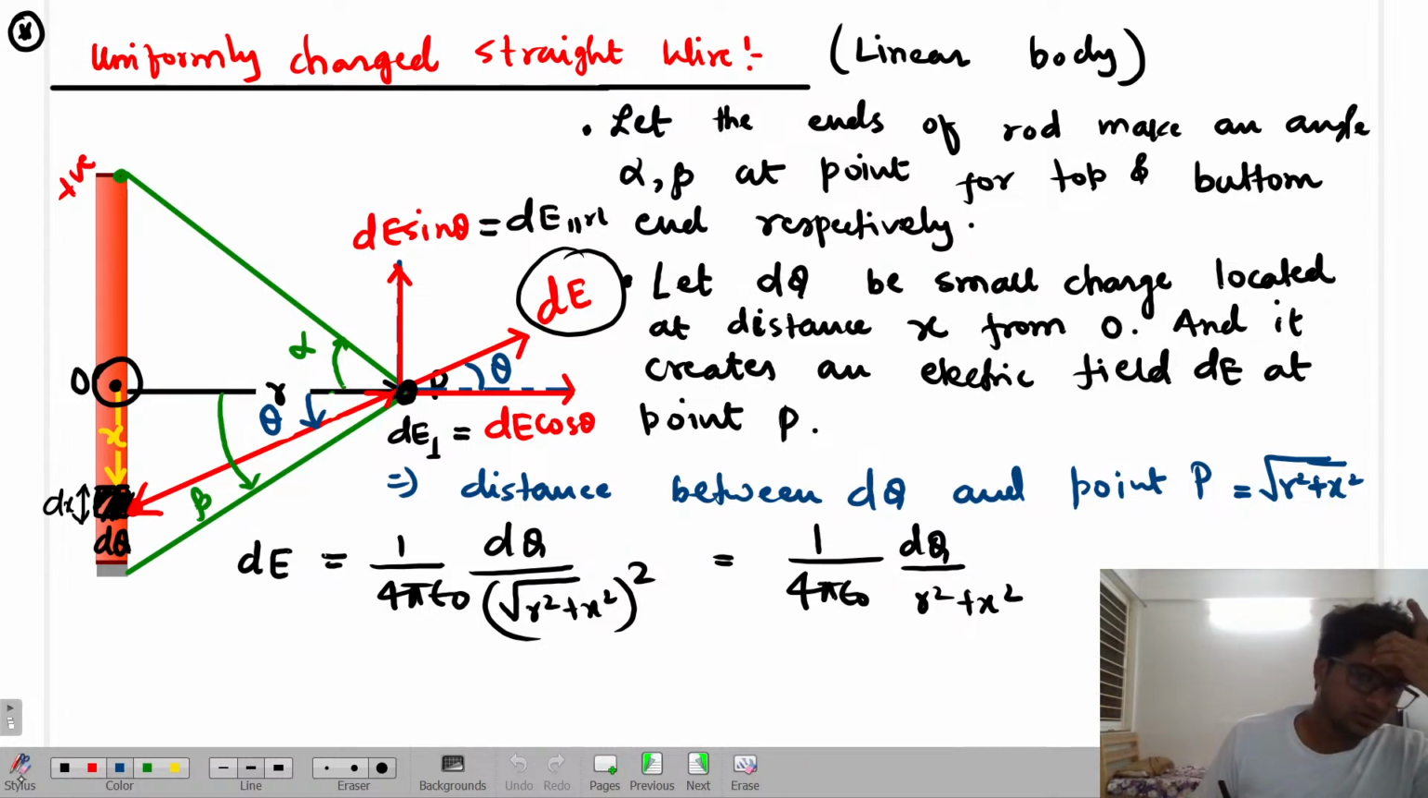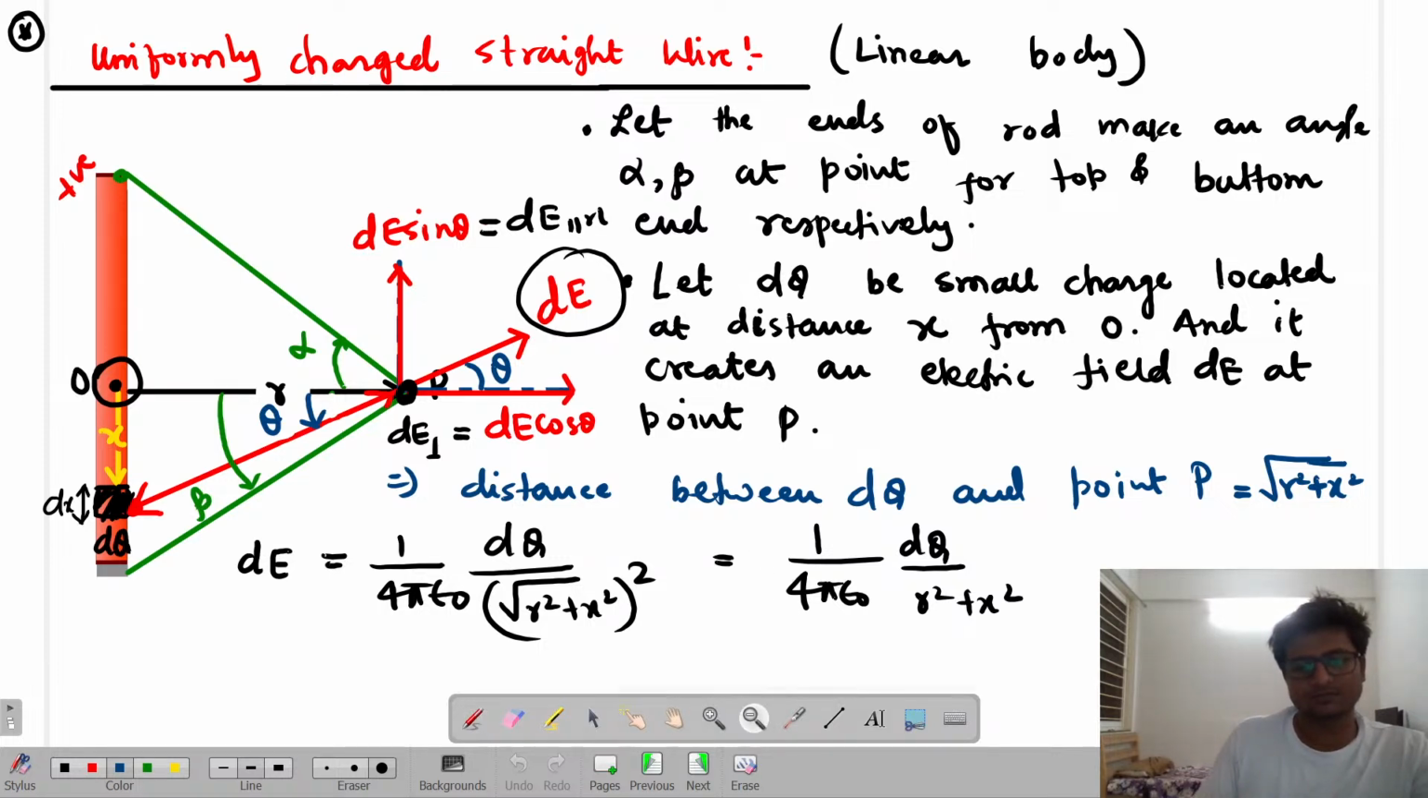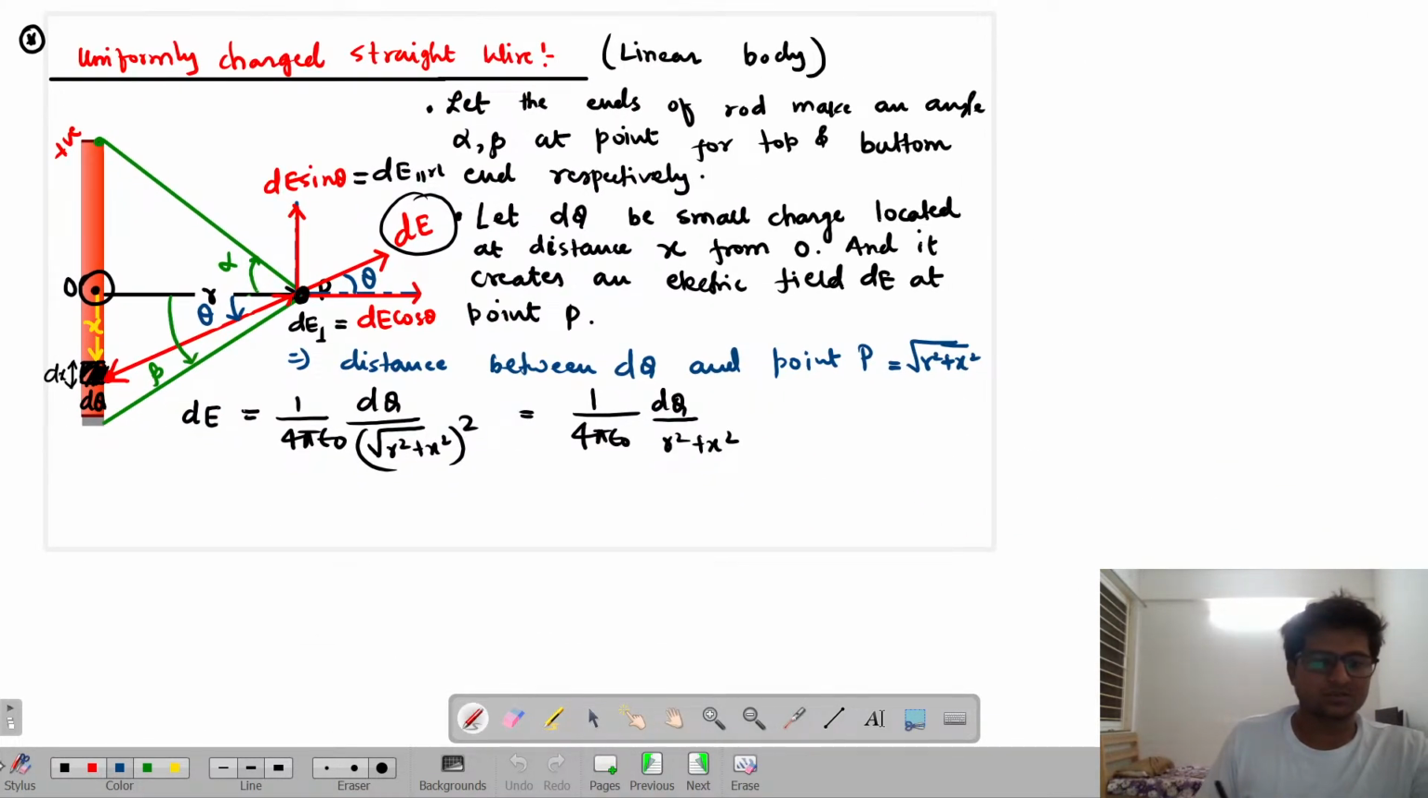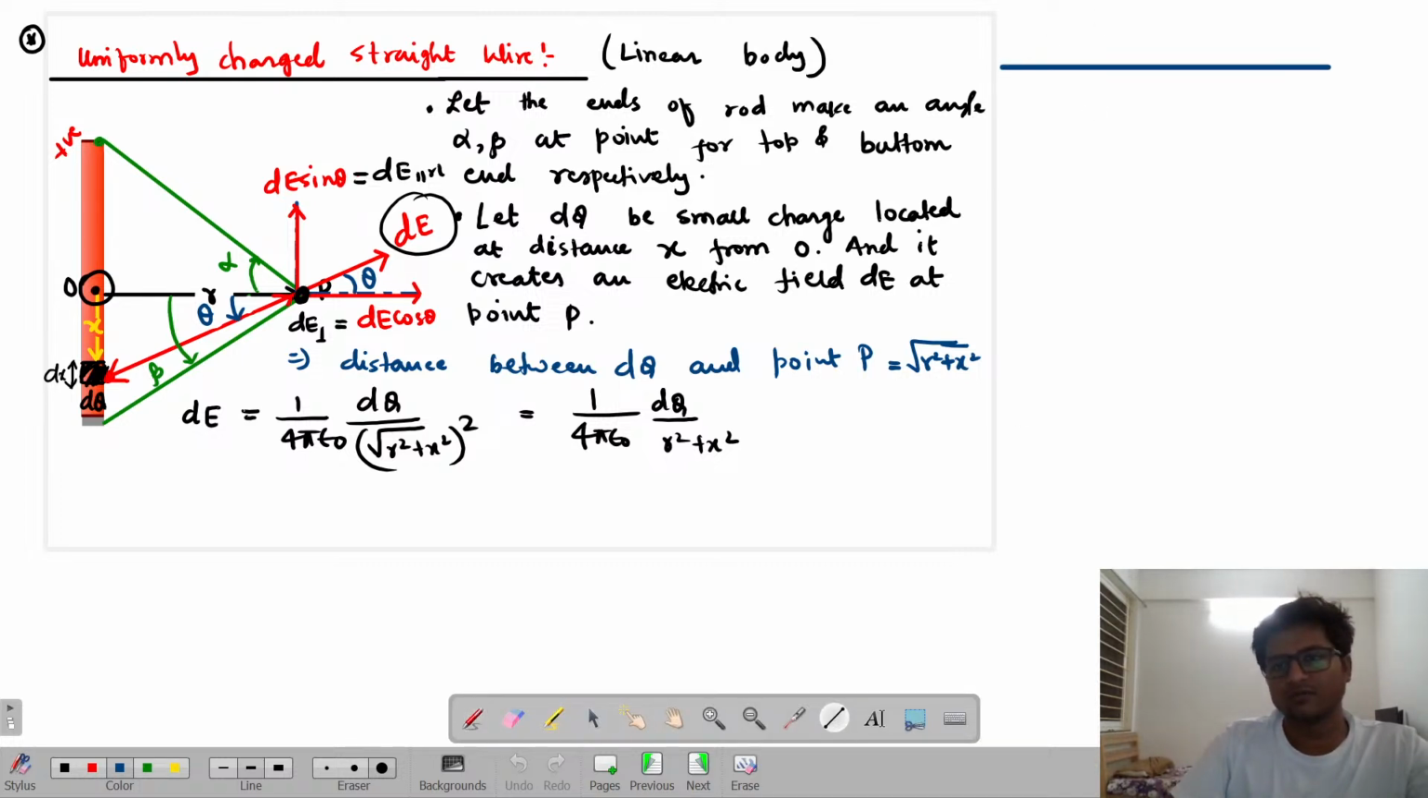Okay, so let us do the calculation. We will first do the calculation. What we are planning, that we will do first the calculation for the parallel component. किस component के लिए? Sorry, perpendicular component.